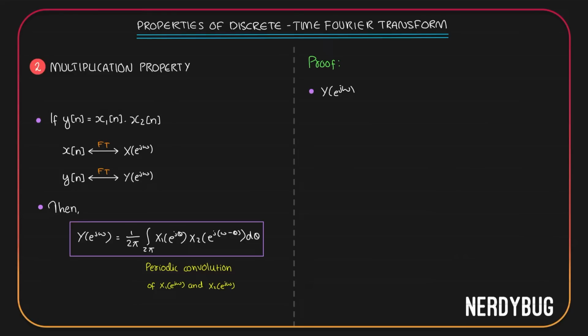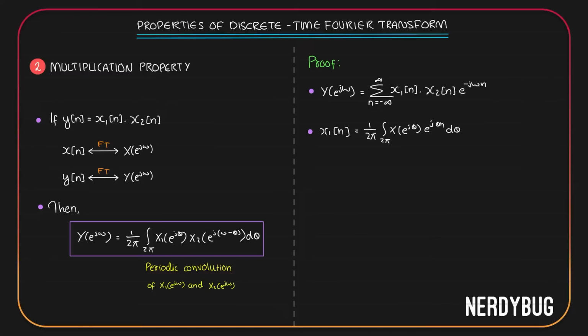We know Y of e raised to j omega can be written as summation from n equals minus infinity to infinity y of n e raised to minus j omega n. But y of n is the product of x1 of n and x2 of n. Let us replace it. Let us use the synthesis equation to write x1 of n. x1 of n will be equal to 1 by 2 pi integral over an interval of 2 pi X1 of e raised to j theta e raised to j theta n d theta. I have taken the variable theta because we have already taken omega over here, so I want to be able to differentiate which terms came from which one.